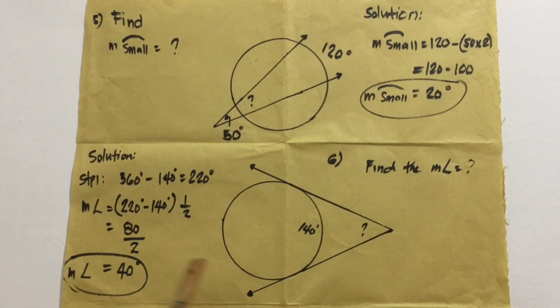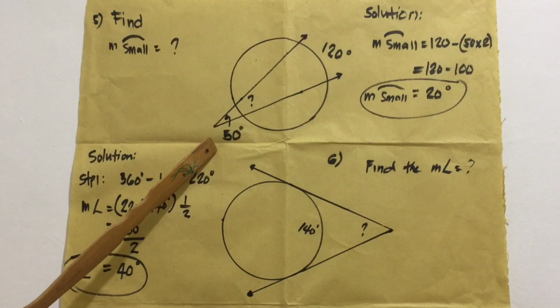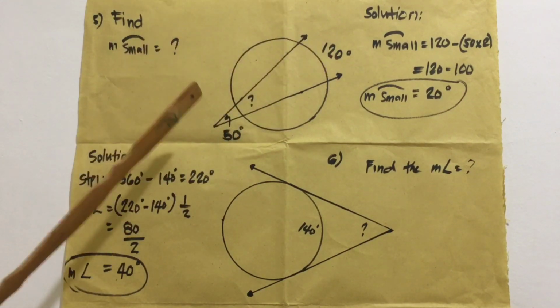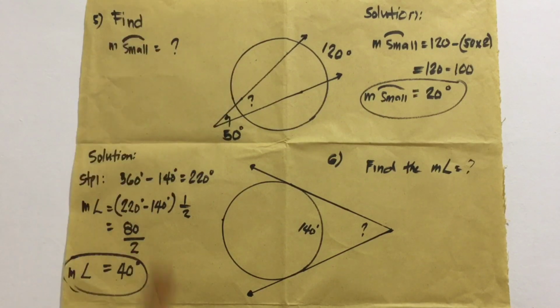Sometimes, without using the solution, all we have to do is just 50 times 2, then 100, then 120 minus 100 equals 20. That's the shortcut way.